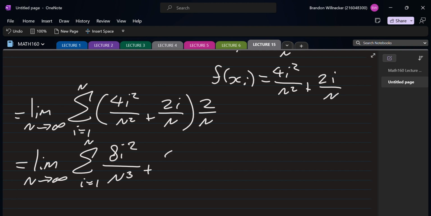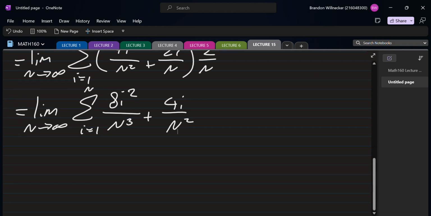Plus, and then the 2 and the 2, that will be 4i over n squared. Again, the power at the top is a 1, the power at the bottom is a 2, so that should be fine. If you have r squared over n squared, it's wrong. If you have r cubed over n cubed, again, you've done something wrong. Go back and check.